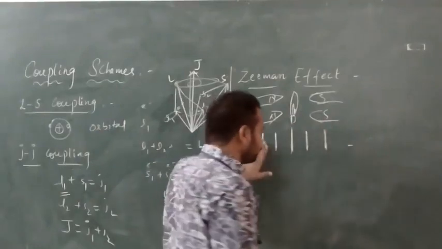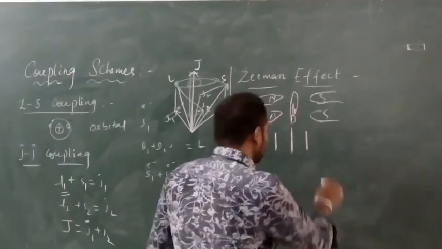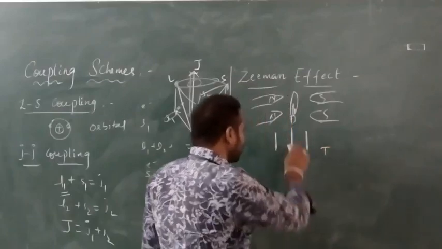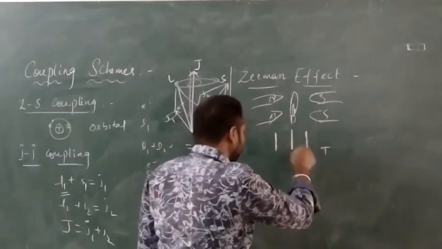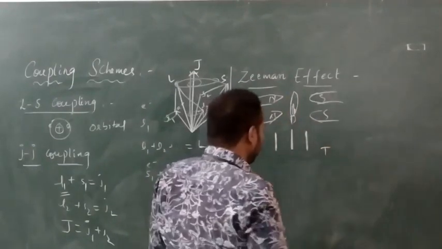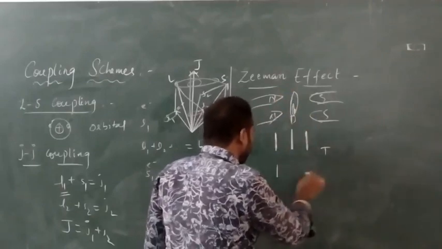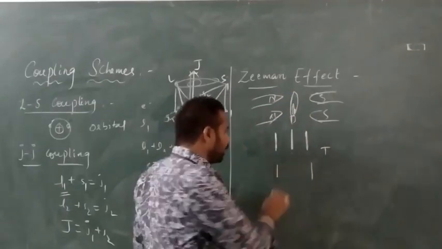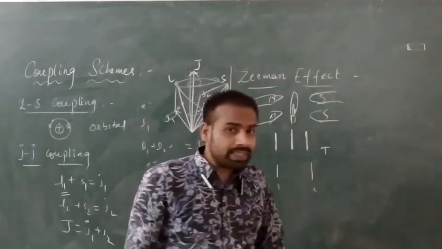Generally, in the transverse view, the original line will be split into three components. This is the transverse view. When we see from upwards, you will get three components. If you see the longitudinal view in this direction, we will get two components. This is called the normal Zeeman effect.